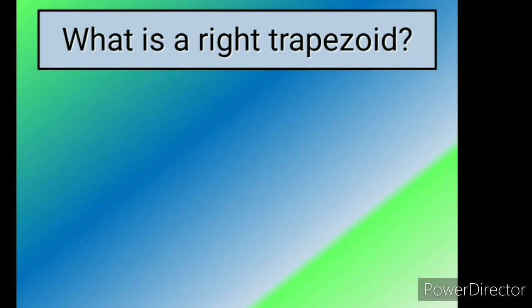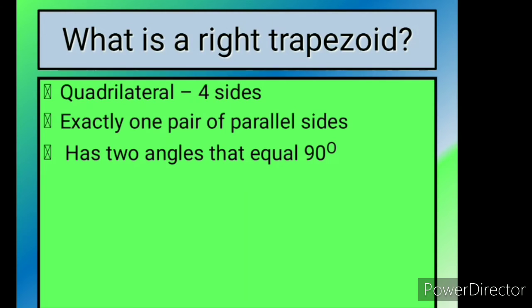Another one is there. What is a right trapezoid? First two properties are similar, but it has two angles that equal 90 degrees. See, in this figure, two angles are 90 degrees.